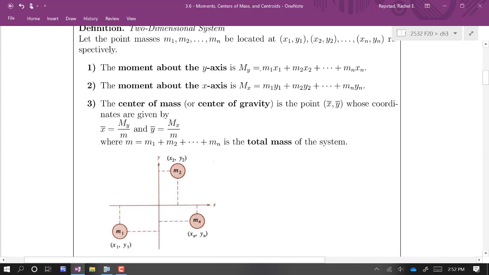The moment about the y-axis is given by this sum, each mass multiplied by its x position. And the moment about the x-axis is given by each mass multiplied by its y position, and we add those up. We get the coordinates for the center of mass by finding these fractions. The x-coordinate is given by the moment about the y-axis divided by m, and the y-coordinate is given by the moment about the x-axis divided by m. And again, m is just the total mass of the system, where we just add up all of those masses.